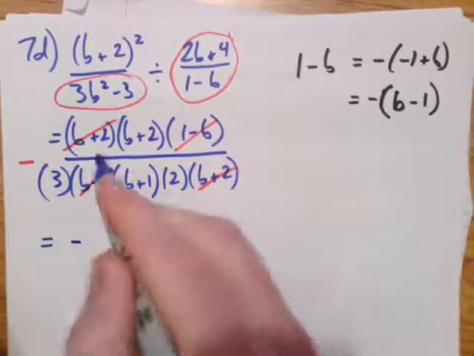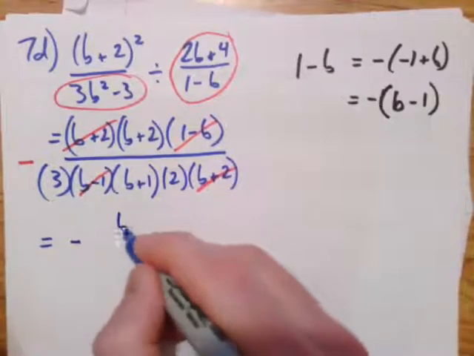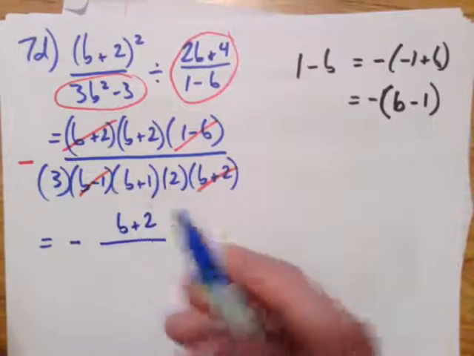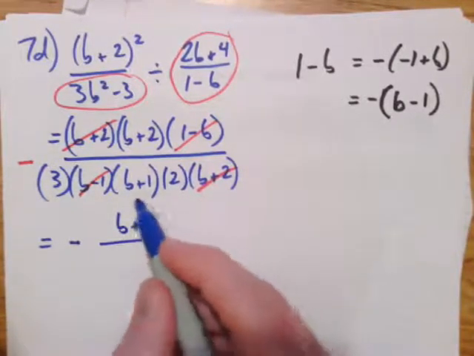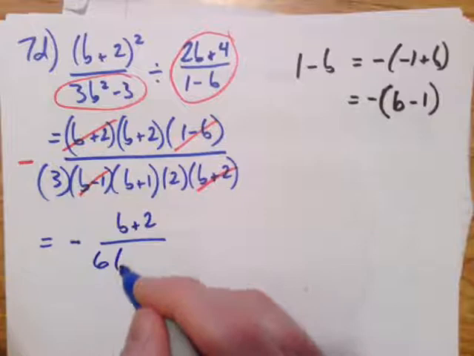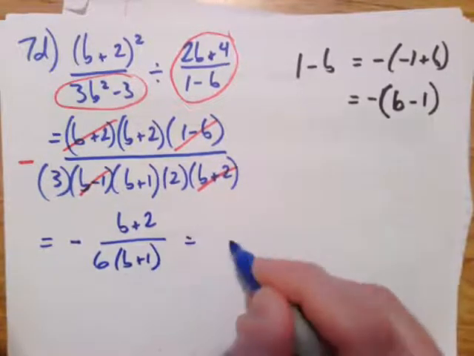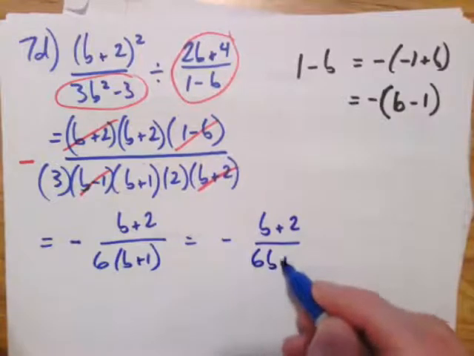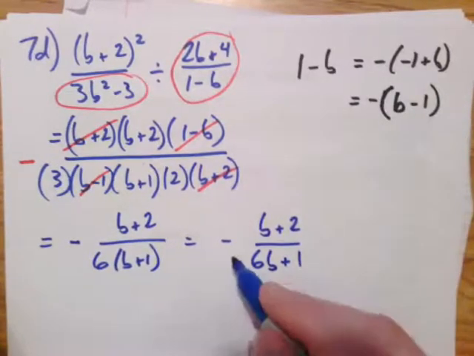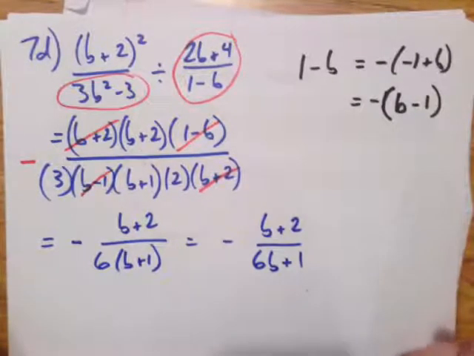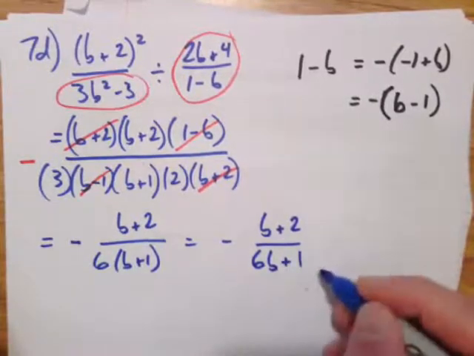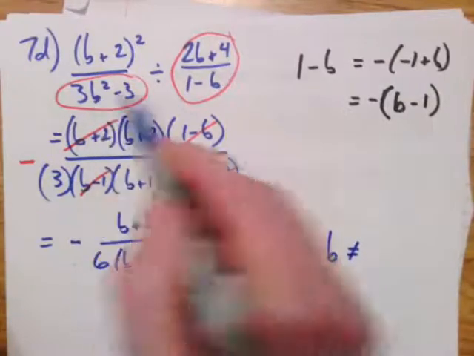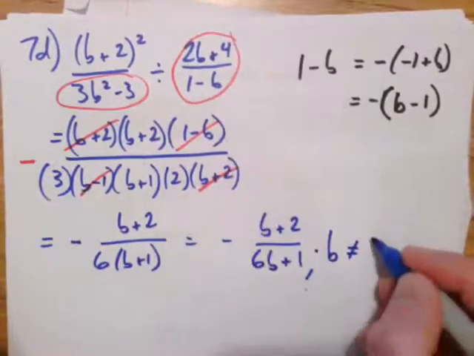So negative, now what's on top is b plus 2. And then 3 times 2 times b plus 1. I'll do that in 2 steps just to make sure. 2 times 3 is 6, and then b plus 1. So that equals negative b plus 2 over 6 times b plus 1. The negative's there, so we're fine. And now we just need to do our non-permissibles. B can't equal 1, okay?